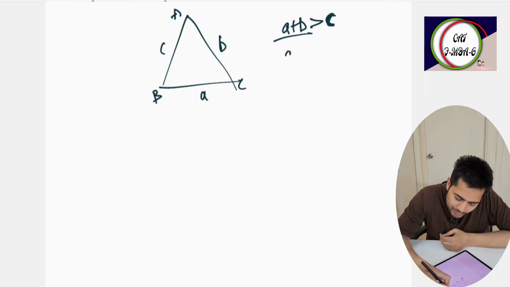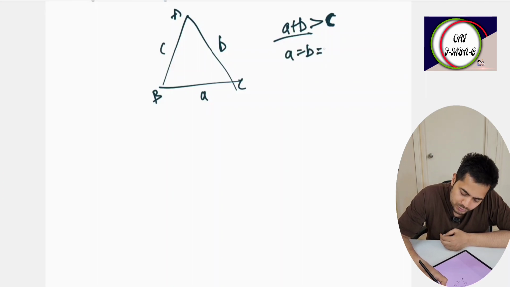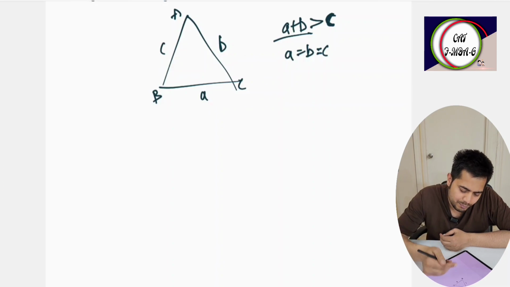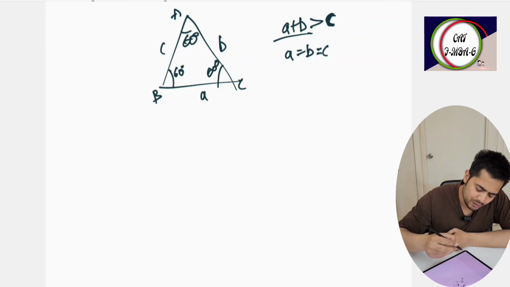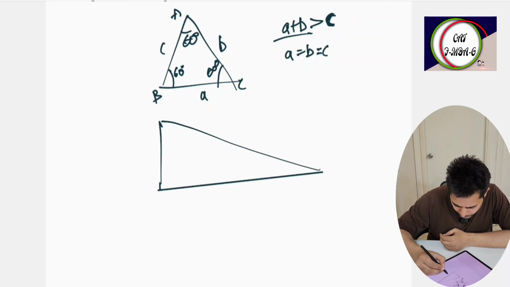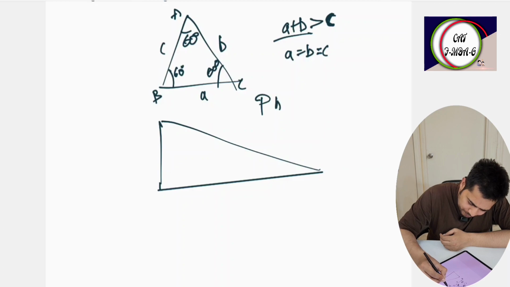In an equilateral triangle, A is equal to B is equal to C. All the three sides are equal. And another important thing is, I told you in an equilateral triangle, all the angles are 60 degrees, 60, 60, 60. Okay. One more thing to remember is an important theorem, the Pythagoras theorem.